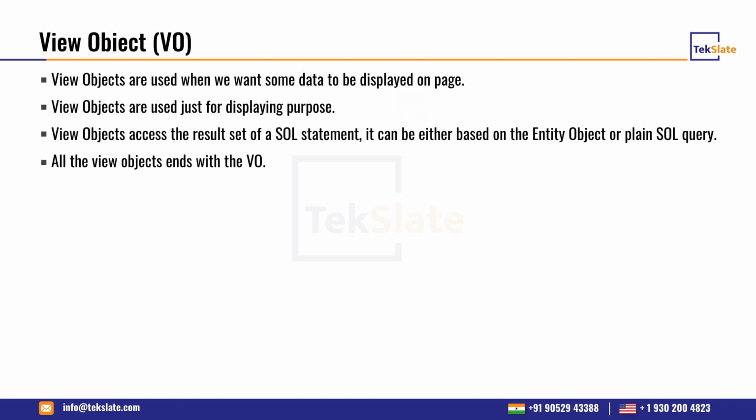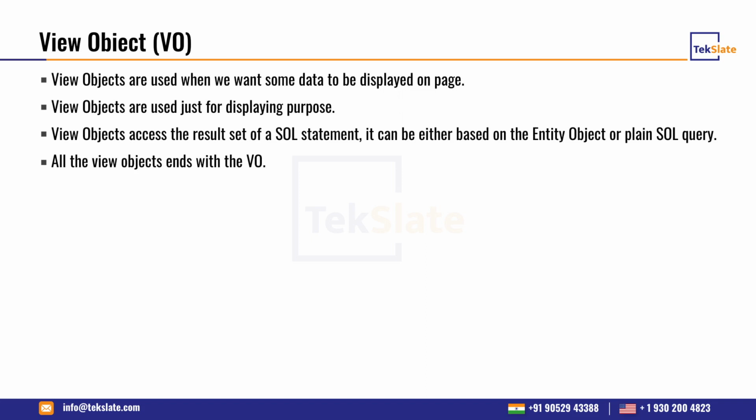So the output will be like this: once you are searching with an employee number, you type in the XXABC employee number there and click on the go button. All the details of the XXABC employee will be displayed. That can be handled with the VO object, which is in sync with the controller as well as the EO objects. VO objects are used just for displaying purposes, and VO objects access the result set of a SQL statement. It can be either based on the entity object or a plain SQL.